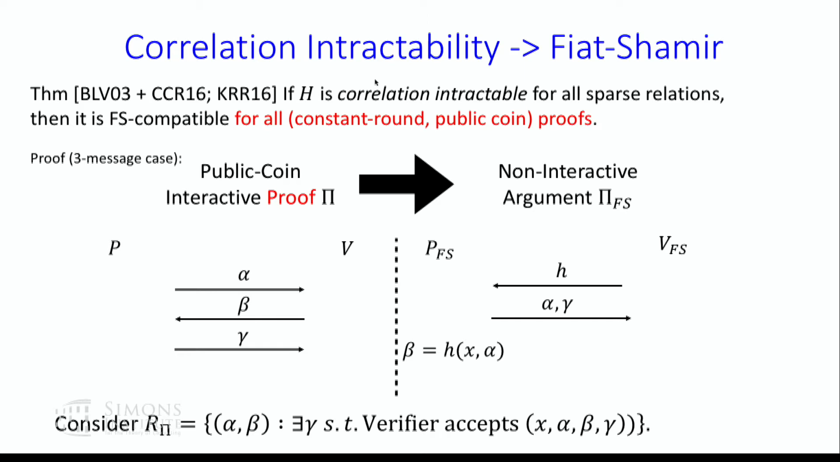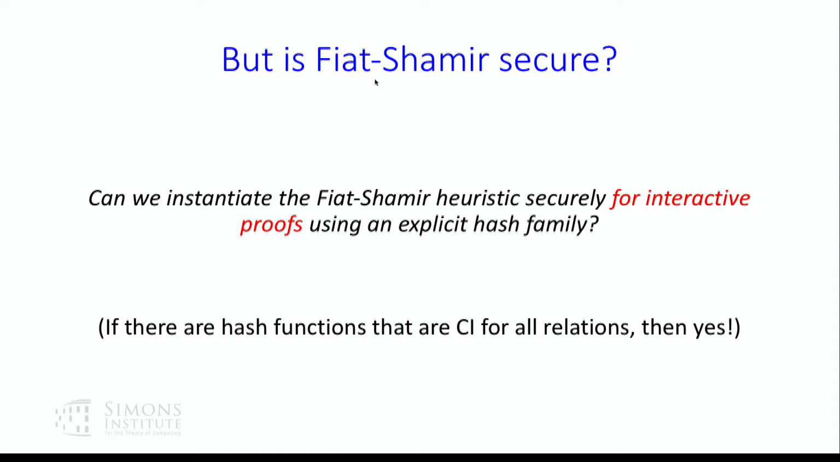Okay, so let's go back to the question. We wanted to know if we could instantiate Fiat-Shamir for interactive proofs in the standard model. What the previous couple of slides tell you is that if we have a correlation intractable hash family, then the answer is yes. So maybe that gives us some hope. Unfortunately, the question as stated was open for quite some time.